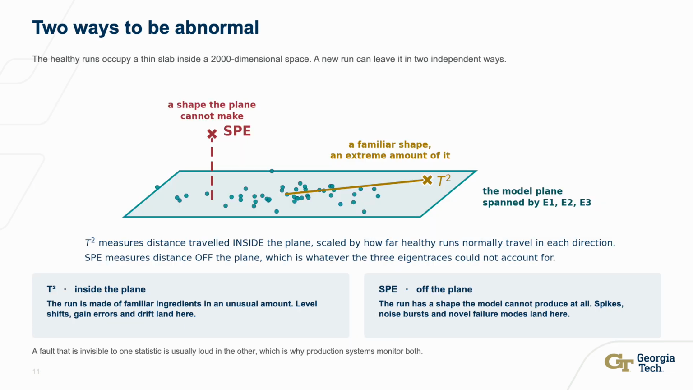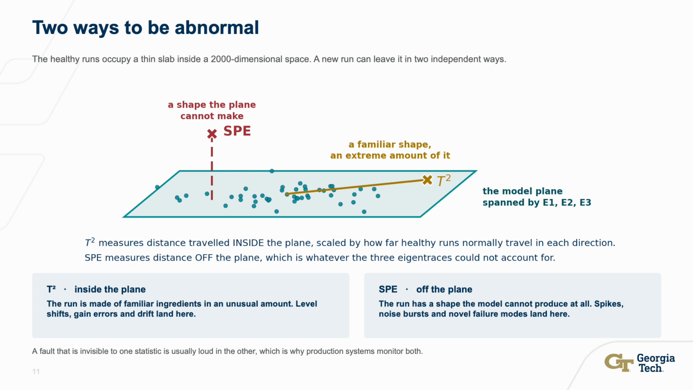Now step back and see why there are two statistics, not one. The picture is the geometry. Your 2000 dimensional space is mostly empty. The healthy runs occupy a thin slab inside it, and the slab is the plane spanned by 3 eigentraces. Every healthy run sits close to it. A new run can leave the neighborhood in two independent ways. It can travel a long way inside the plane. The shape is familiar, made of ingredients the model owns, but the amount is extreme. That is T², the golden arrow.